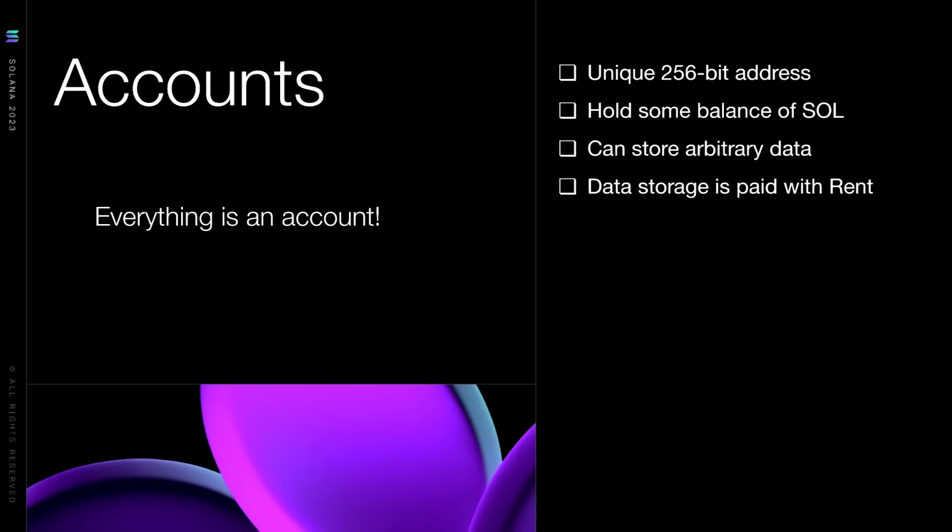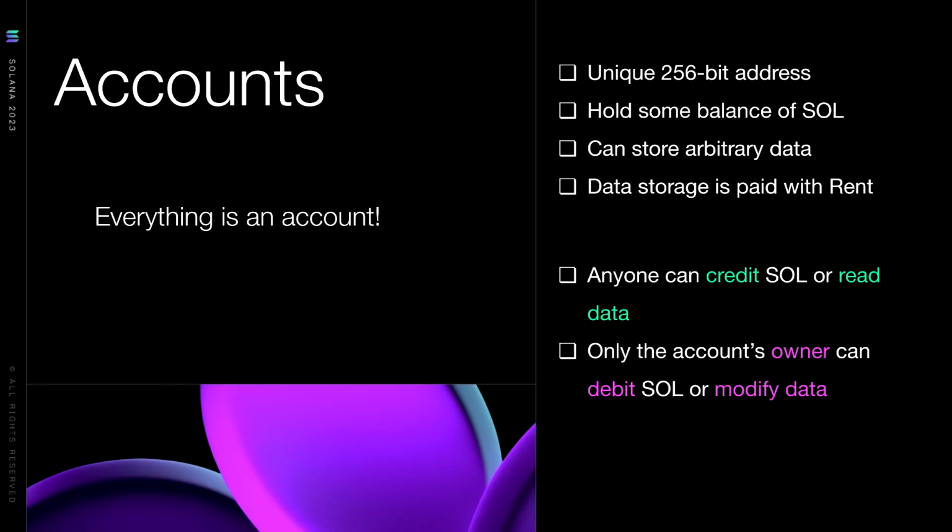Accounts are unique 256-bit addresses. They all hold some balance of SOL, which is the native token on the Solana blockchain. They can also store arbitrary data in the form of raw bytes. That actual data storage is paid for in what we call rent, and we'll talk more about rent in a moment.